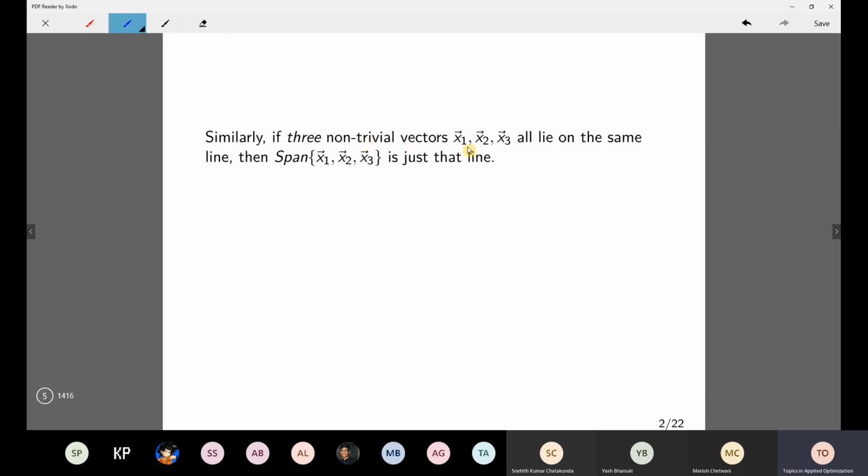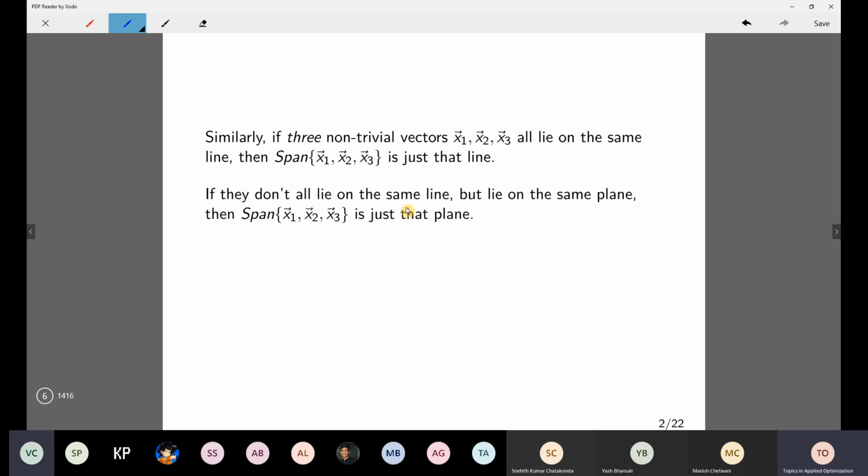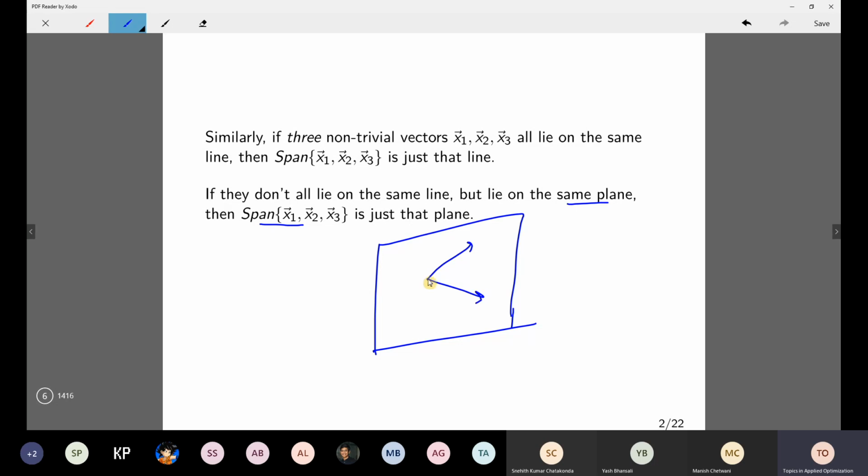Similarly, if three non-trivial vectors x1, x2, x3 all lie on the same line, then the span of these three vectors will be just the same line itself. If they don't lie on the same line, but lie on the same plane, then the span will be just that plane. So these vectors all lie on the same plane, and the span will be the same plane itself.